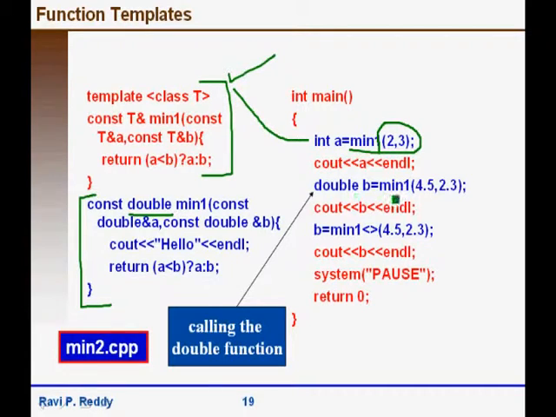Next, we call the double version min1 with two arguments of the type double. Now it has two choices, either to choose the specific version for the type double or to call the function template. The preference is for the specific version. So this function call calls the specific version for the type double. However, we can force it to call the function template by writing min1 and the template symbol here. This one forces it to call the template as shown out here.